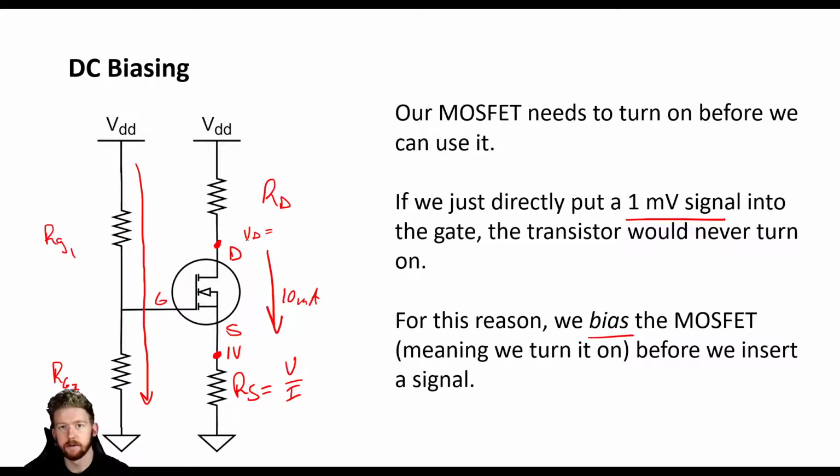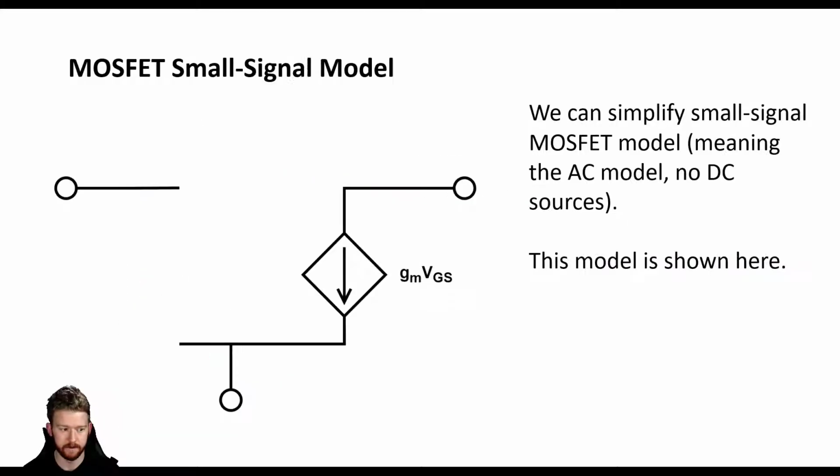So our VD is going to be picked very carefully, so that means we're also going to have to pick our RD based on our VDD. Our VDD minus VD over ID, not RD, so ID. And that's going to let us pick that drain resistor, okay? So this is just a very basic example of DC bias.